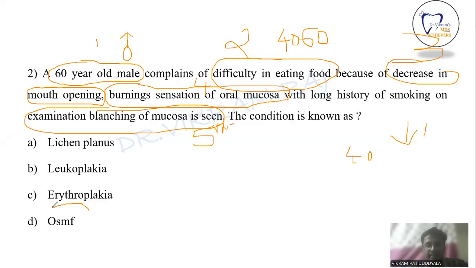Decreased mouth opening is seen in oral submucous fibrosis, right? Because the muscles undergo fibrosis, the masticatory muscles cannot open the mandible, thereby resulting in decreased mouth opening. So this is how you have to analyze. The bigger the question, the more clues, so you can answer it very quickly.